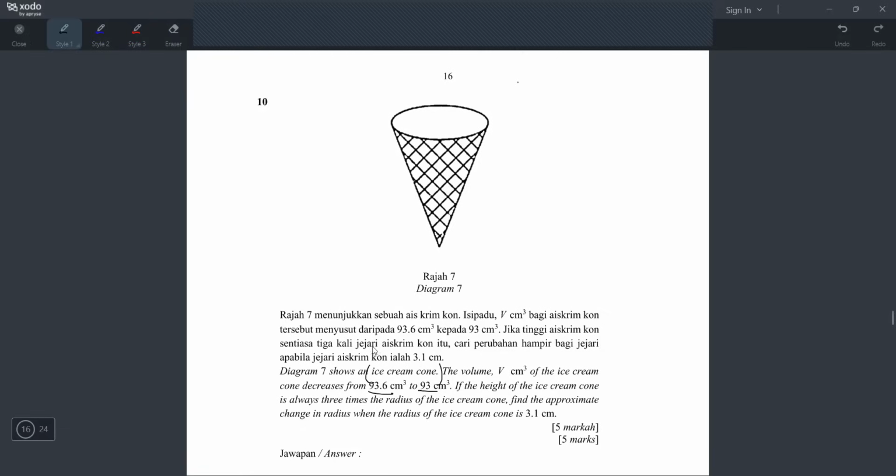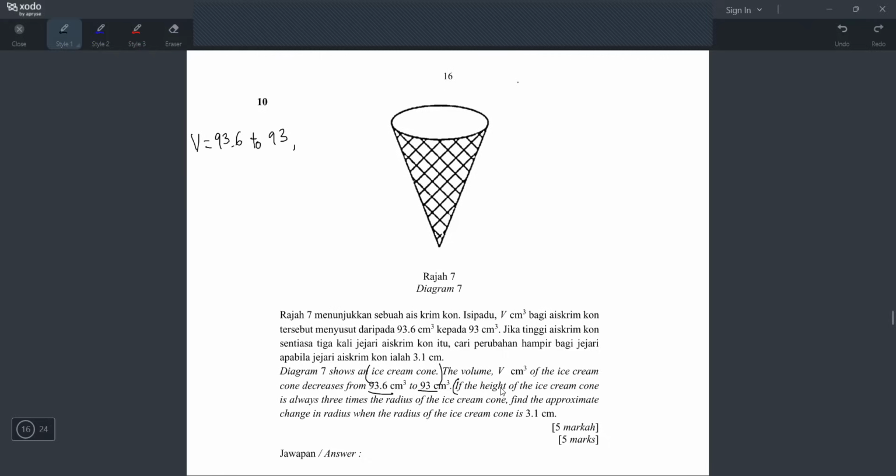Okay, let's start by writing the first information first. The volume decreases from where to where? From 93.6 to 93. It means this is the old value of the volume V, and then this is the new value of the volume. So it decreased already. And then later I can get my delta V, which is the small change. But let's not find it first. Let's write down all the information first.